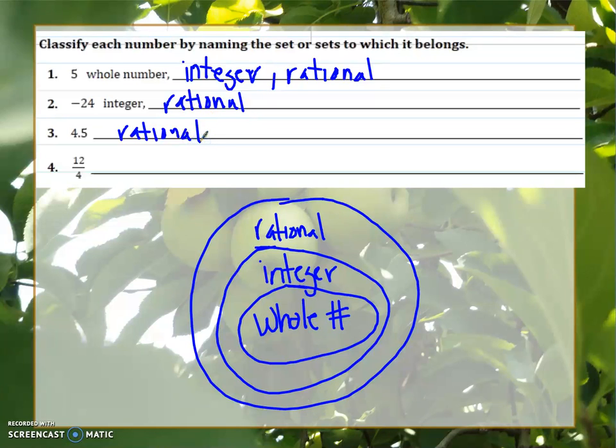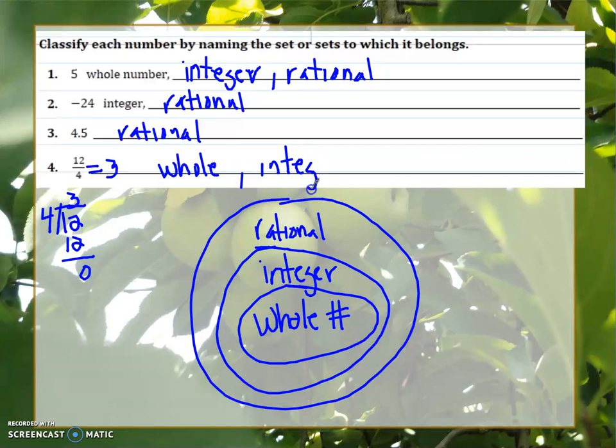Okay, be careful on number 4. Number 4 is not simplified. If you simplify this out by typing it, 12 divided by 4, you get 3. And that is a whole number 3. So this is a whole number. And if it's a whole number, it's also an integer. And it's also a rational number.